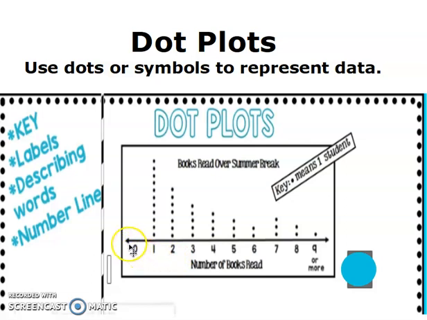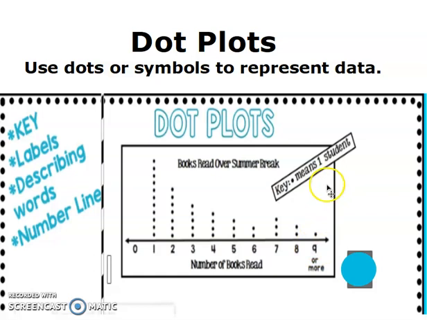When you have a dot plot, there will be a number line. There will be describing words, and this one is about books read over the summer break. There will also be labels, number of books read. If there's a student who didn't read any books, there will be a dot here. If they read one, if they read 2 books, 3, 4, 5, 6, 7, 8, or 9 or more books.